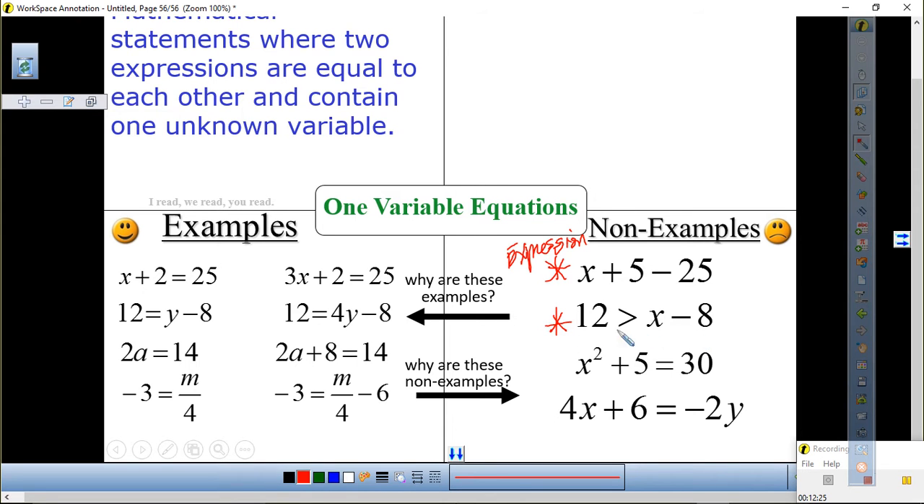Close. Everybody look up, guys. Do you agree that this is an expression? No, that is not an expression. Who can help him out? Okay, go ahead, Hannah. Inequality. And because it's an inequality, it's not a one variable equation, and it's obvious because of the inequality symbol. Okay? Pass to someone, please.